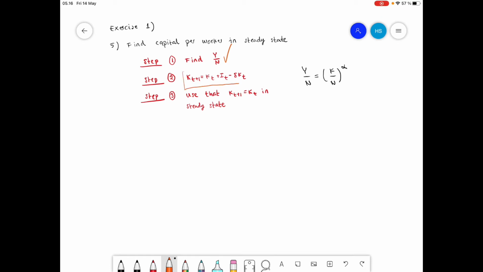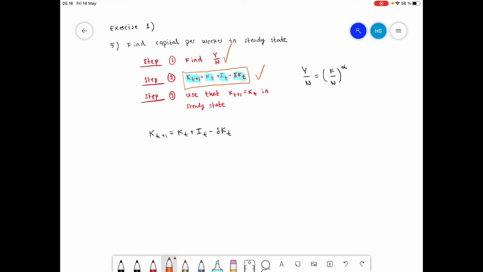Then in the next step, we have to recall the capital formation equation. That is the equation that describes how capital evolves over time. This equation states that capital stock in period t plus 1 is equal to the initial period's capital stock plus investments minus depreciation of capital. So step number 2, we write up the capital formation equation. K_{t+1} is equal to K_t plus investments minus depreciation of capital.